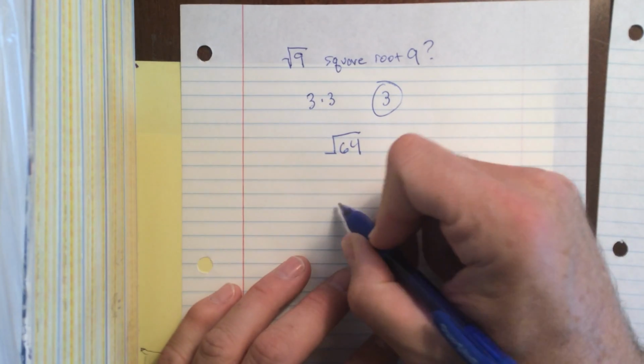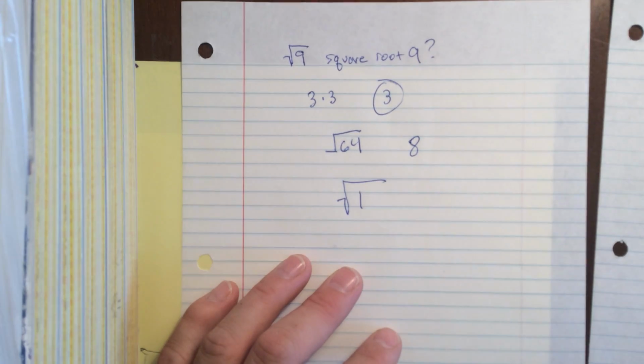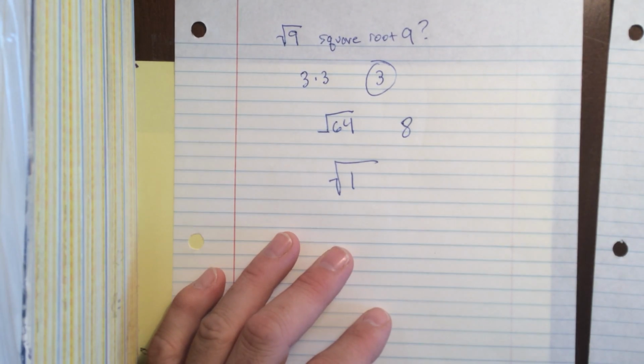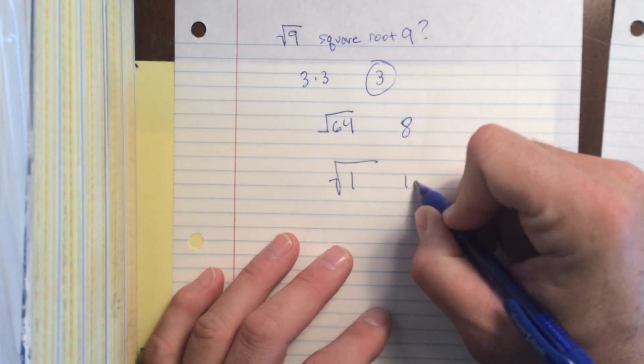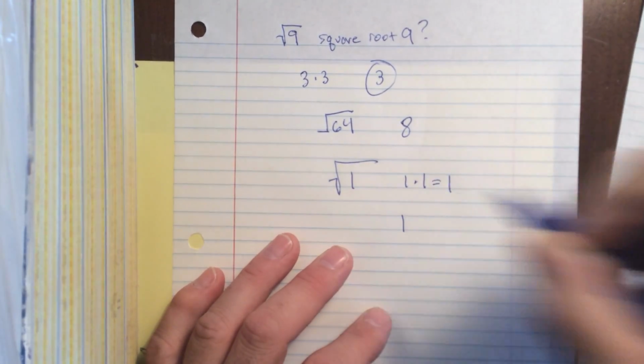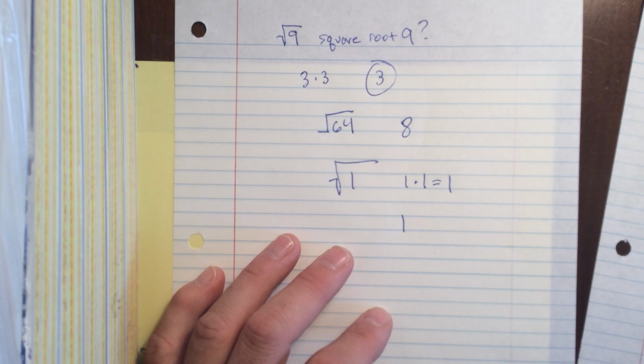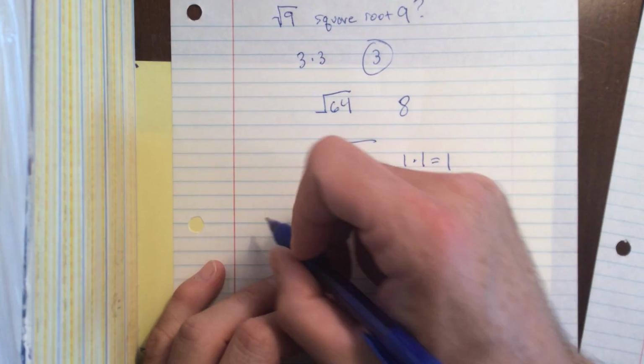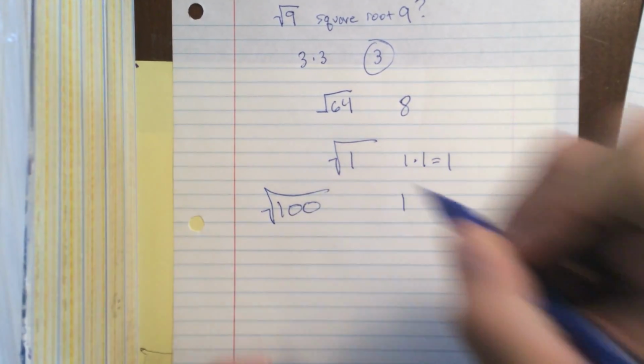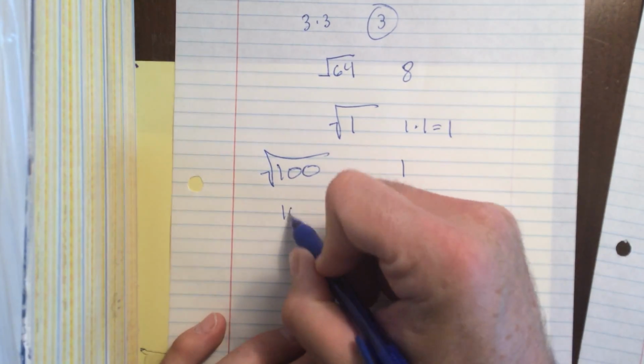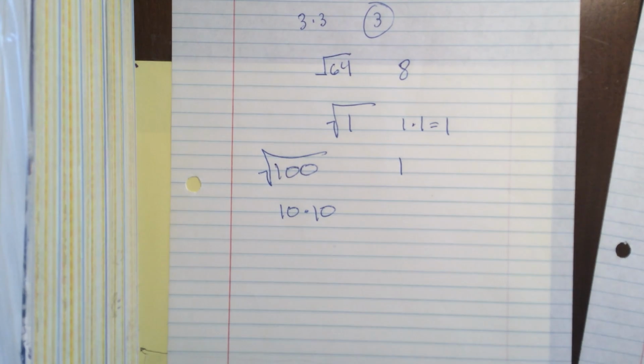Ooh, here's a fun one. What's the square root of 1? Well, what times itself equals 1? I mean, 1 times 1 equals 1. So, yes, it is just 1. That looked a little tricky. Fantastic. What's the square root of 100? Oh my gosh, Mr. Douglas, this is just so hard.